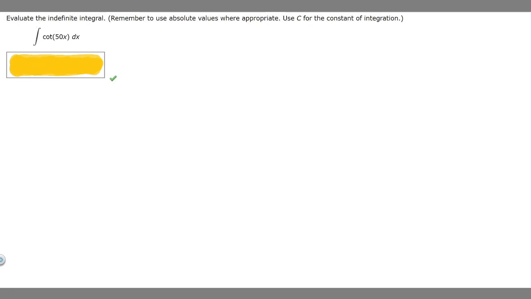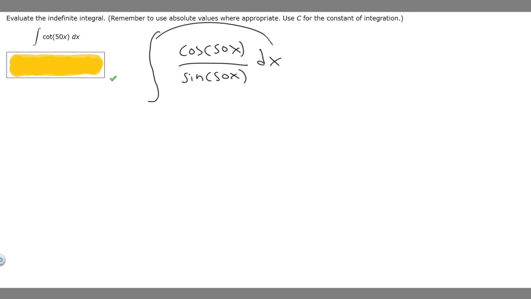So the first thing to understand here is we have the cotangent of 50x, right? So what you should do is rewrite this. We know cotangent is the inverse of tangent, and tangent is sine of x over cosine of x. So the inverse of it is just going to be cosine on top. So we can rewrite this as the cosine of 50x over the sine of 50x dx. In this form, it makes it much more apparent what we're supposed to do.